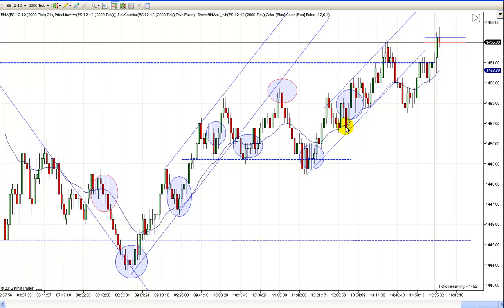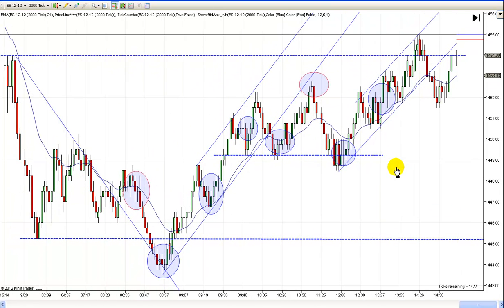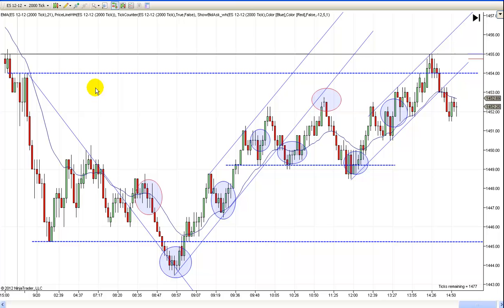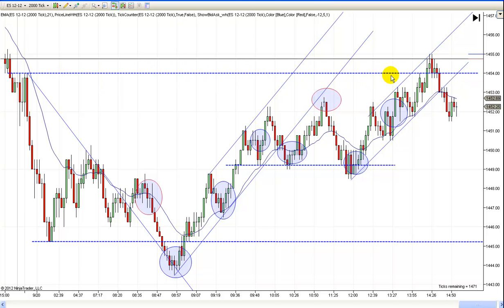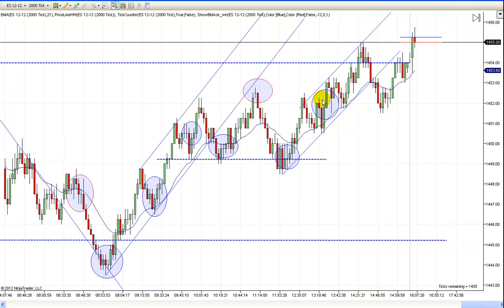And then you got a two-legged pullback to the trend line, to the EMA, and a second entry long. Now this one's getting more risky because we're very close to these highs where prices have turned several times. However, you got to be thinking this is what we're shooting for right here, and just be on your toes if you have to exit and get out of there.